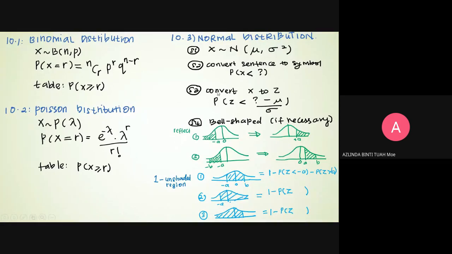Now convert the value of this one, something, to Z. Just take this value minus the mean divided by standard deviation. Okay, if necessary, you have to draw the bell shape. I want to summarize the types of bell shape. Sebenarnya ada dua sahaja jenis cara jawab dengan menggunakan bell shape. Remember, the purpose of using the bell shape is to get this symbol, Z greater than a positive value, so that we can proceed with the table of normal.